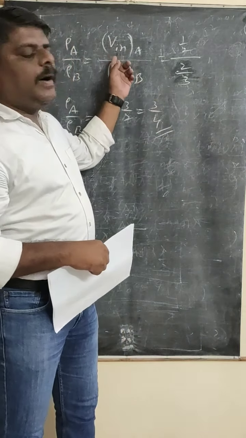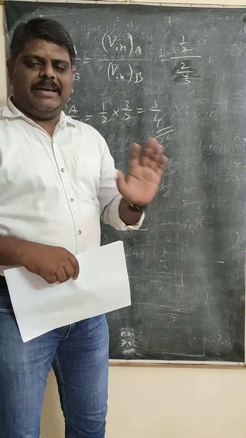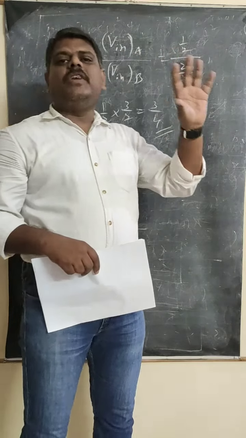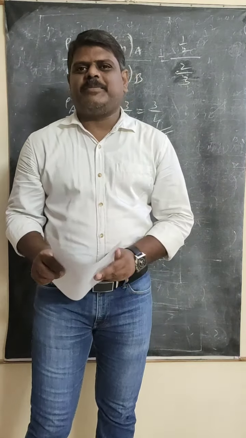Try to remember this formula: if the liquid in which the objects are floating is the same, then the ratio of the densities is equal to the ratio of the volumes of the objects immersed. Let's go for the next problem.